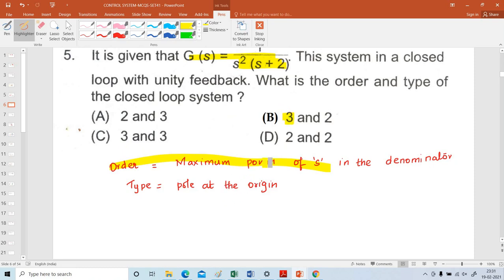Then what is the type of the closed loop system? Type is the number of poles at the origin. So how many poles at the origin? There are 2, S square, 2 poles. So 3 and 2. Option B is the correct answer.